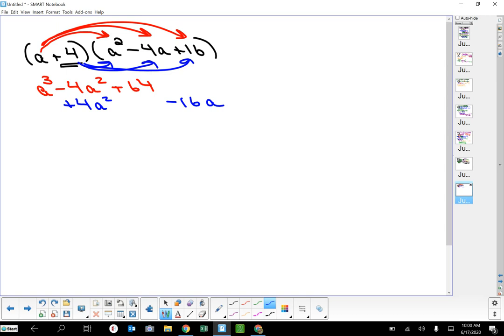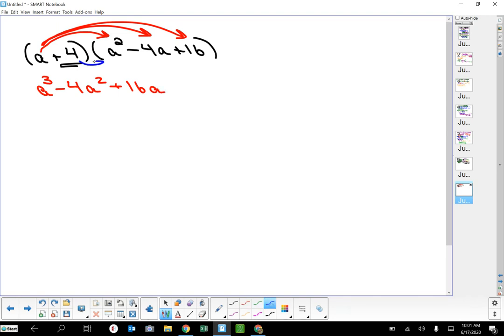And then I feel like something actually went wrong. I did do something wrong. Oh, good Lord. Hold on. We're going to go backwards, because some of you may have caught it as it happened. All right, so we're back here. A times a squared, the first one, is a cubed. And then a times negative 4a is negative 4a squared. Then I do a times 16. I did not do that right last time. I don't know if any of you caught it. That's a 16a.